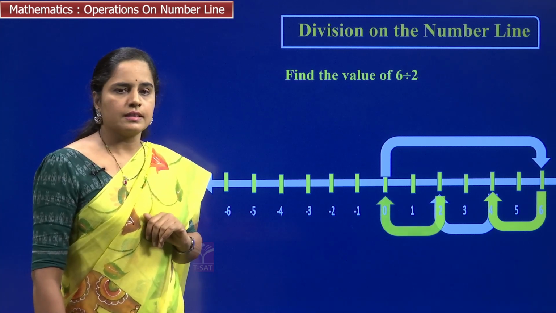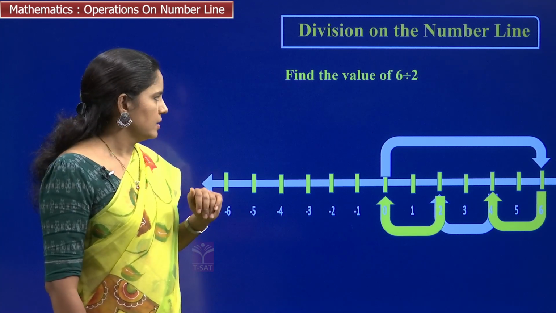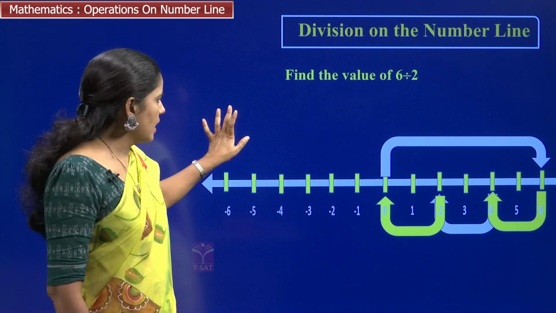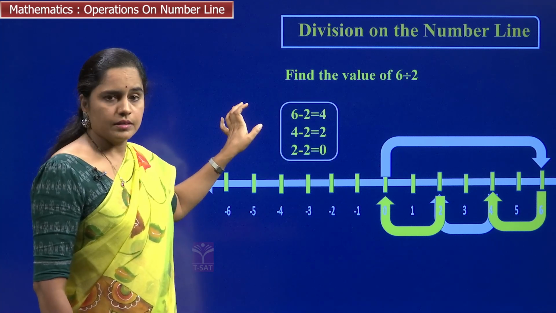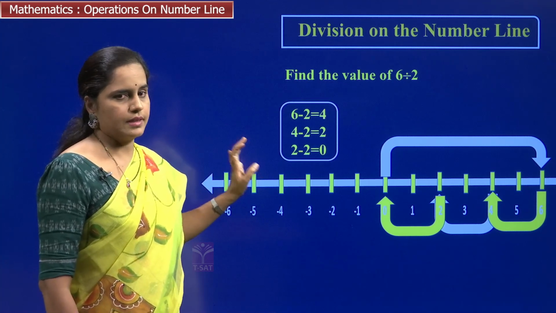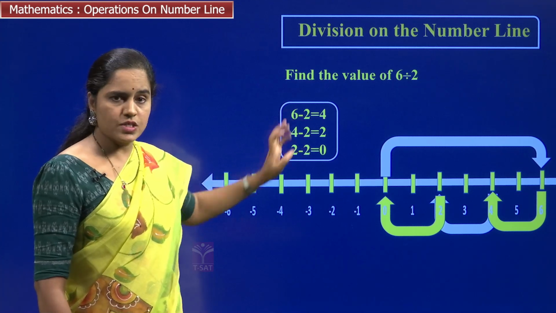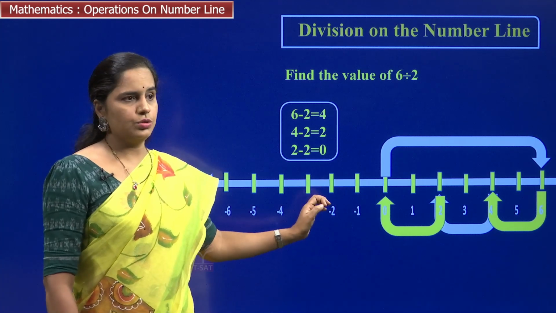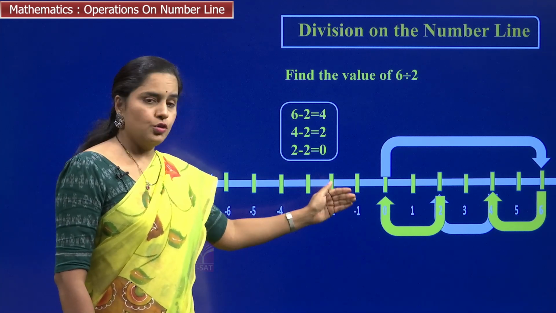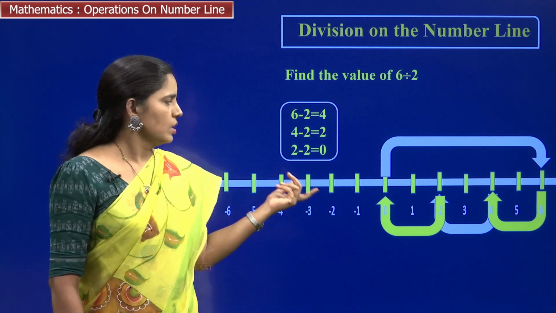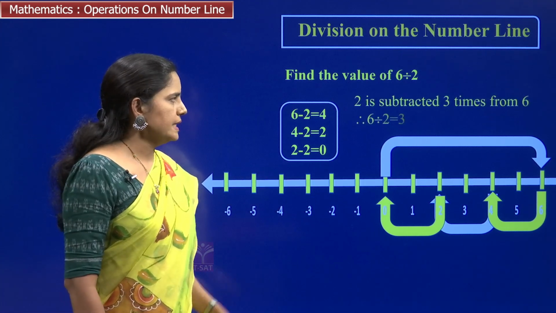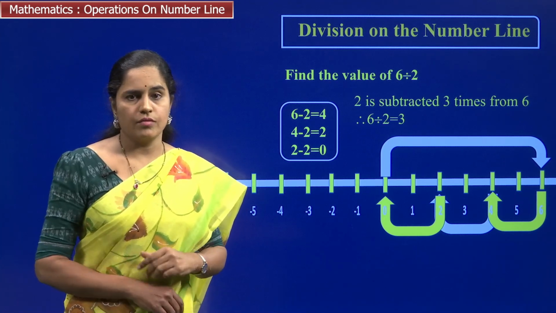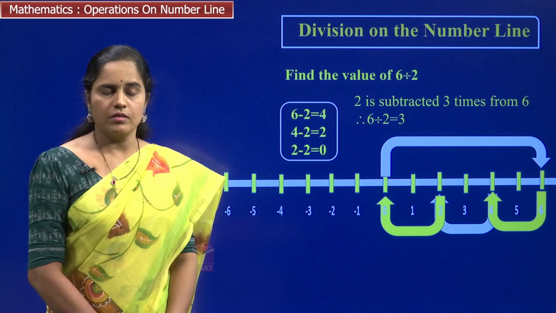Therefore, 6 divided by 2 is equal to, we subtract 2 from 6, 3 times. First step, 6 minus 2 is equal to 4. We are at 4. And next step, 4 minus 2 is equal to 2. We are at 2. And next step, 2 minus 2 is equal to 0. So, 2 is subtracted 3 times from 6. Therefore, 6 divided by 2 is equal to 3.